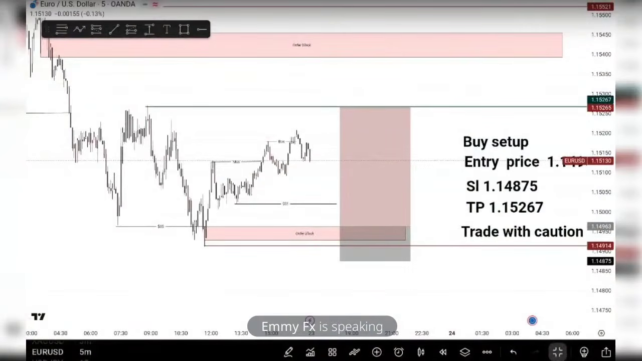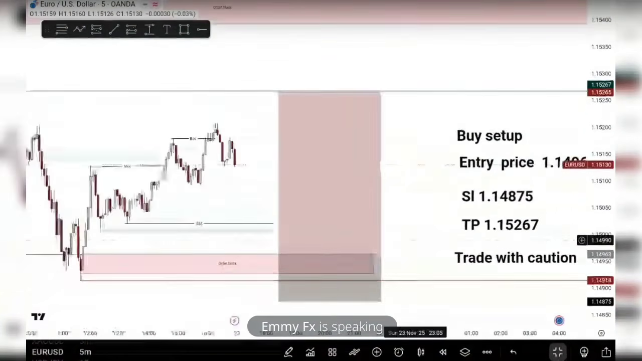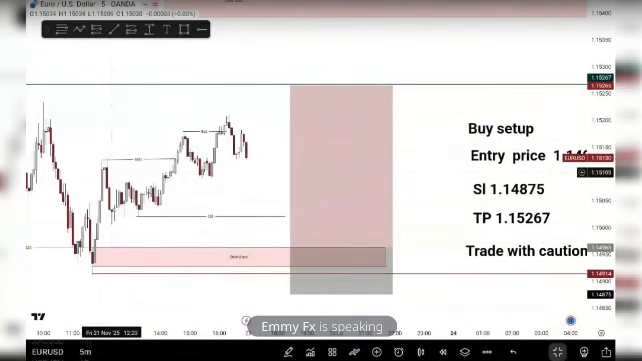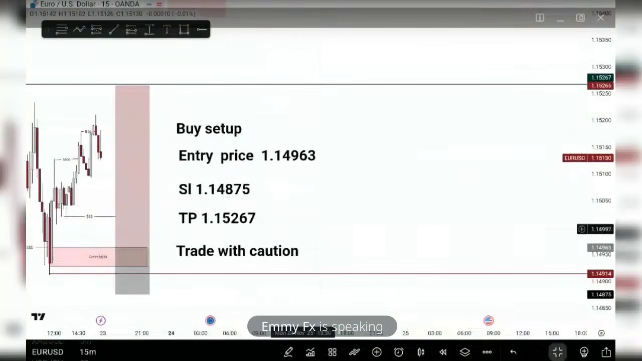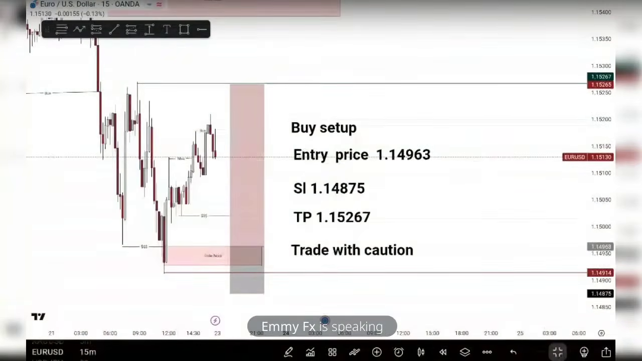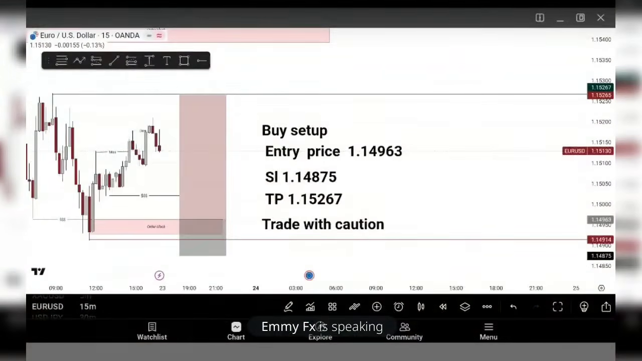So please don't forget to trade with caution. The market is uncertain, but we have reason to take the trade. We have every reason to take the trade from this zone. But always trade with caution. So I'm going to go to another pair here.